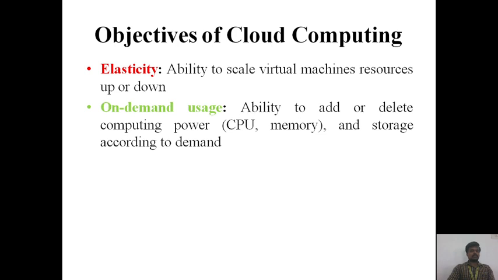Next one is on demand usage, the ability to add or delete. Depending upon the computing power, you can either add or delete the particular CPU or memory, whatever it may be. That is your on demand usage. Next one is pay per use. That is nothing but pay only for what you are using. That is pay per use.